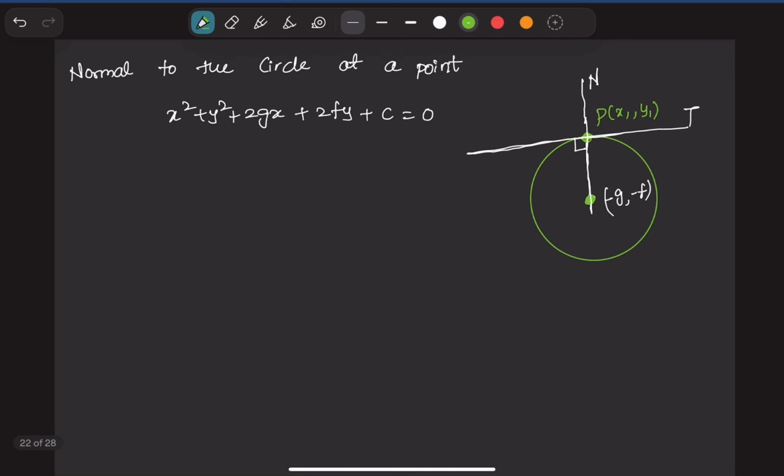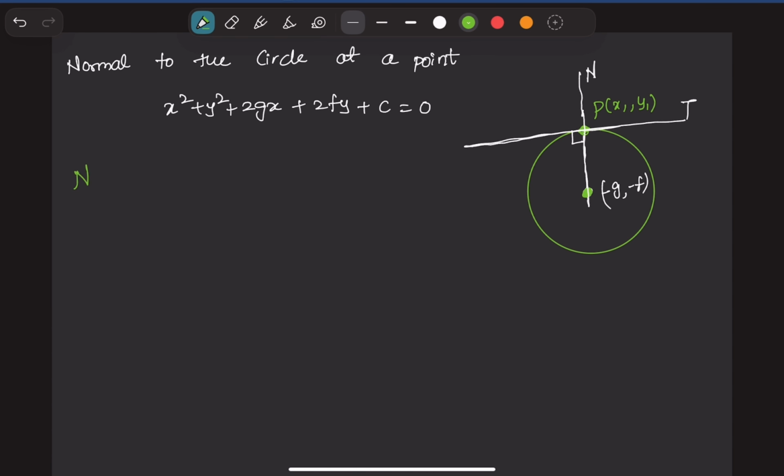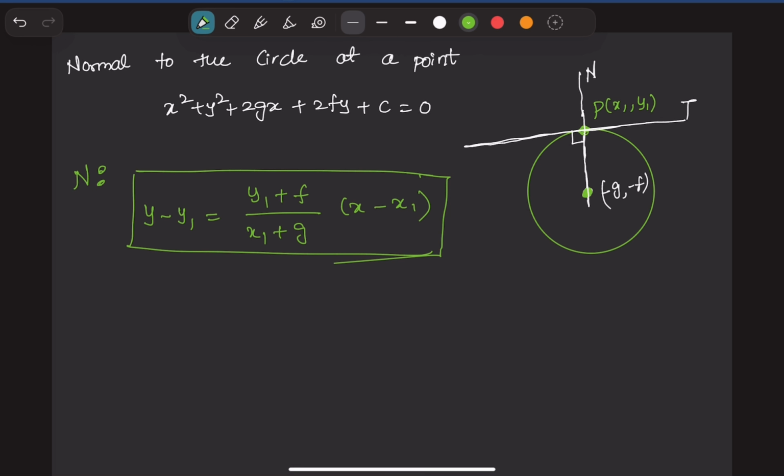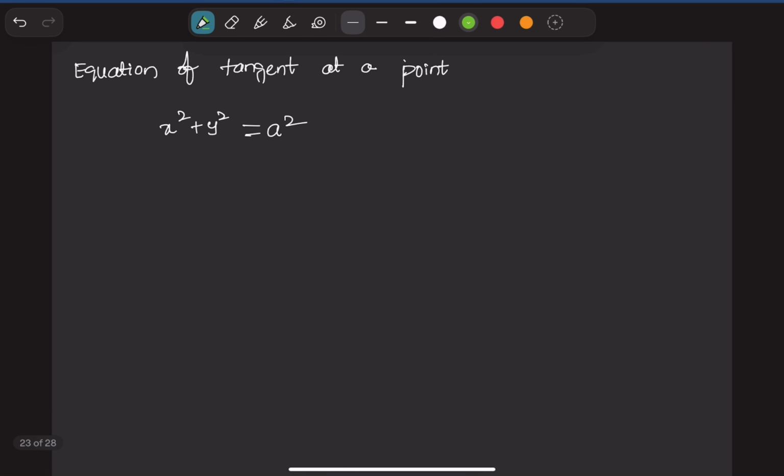So using point slope form, we can write the equation of normal as y minus y1 is equal to m, where slope is (y1 plus f) upon (x1 plus g), into (x minus x1). This is the equation of normal. So this is how you find out the equation of normal to the circle. When we solve a few problems, you'll understand how to use all these things in the questions. So let us proceed to the next concept. Equation of tangent at a point. So let us say you have a circle, something like this.